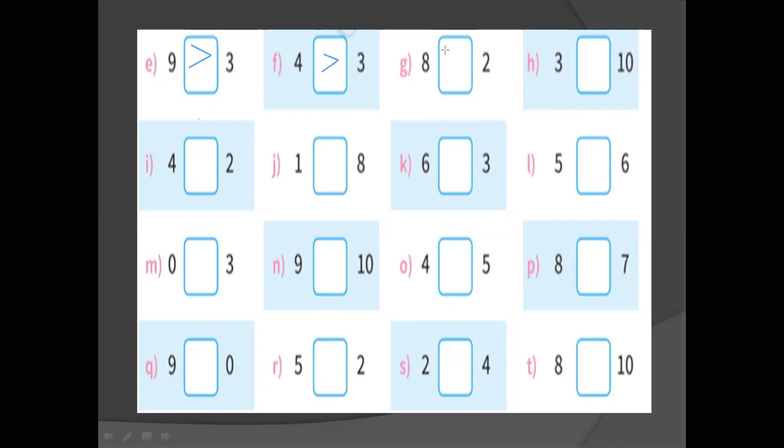Next, 8 is greater or 2 is greater? 8 is greater. So I am putting the sign like this. Next, 3 is greater or 10 is greater? 10 is greater. So I am putting the sign like this. So the remaining sums will all be your homework. Take your textbook. After this class, you can sit and do your homework.